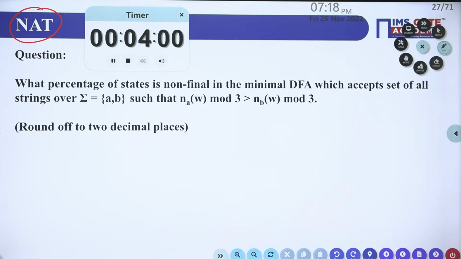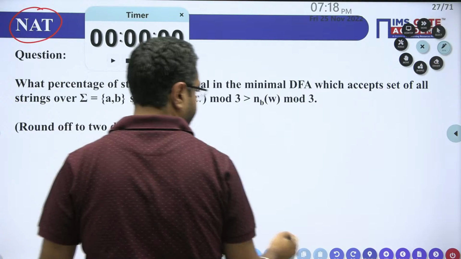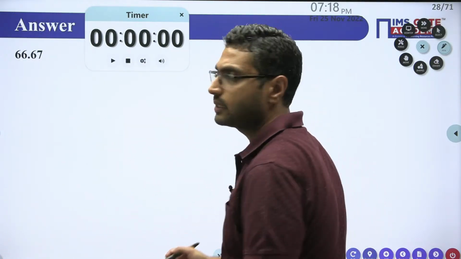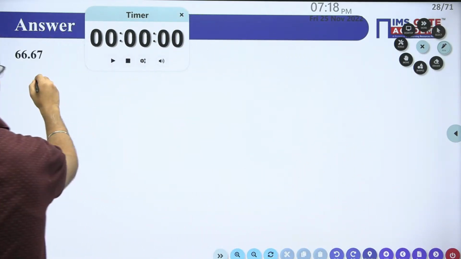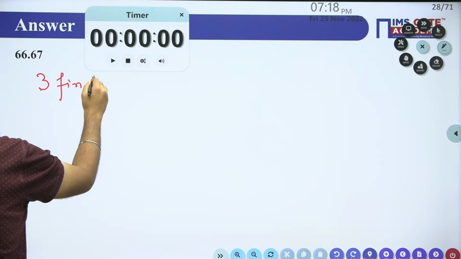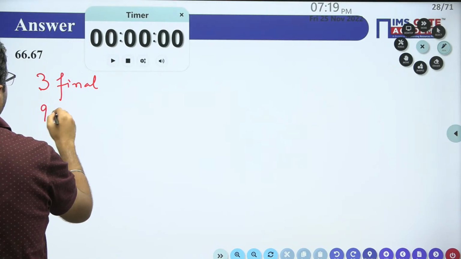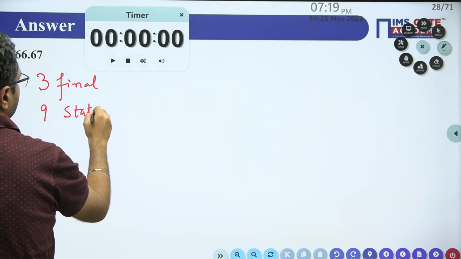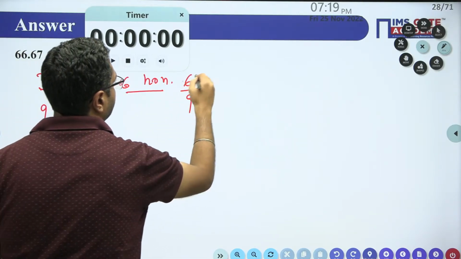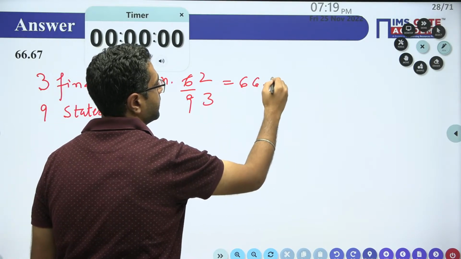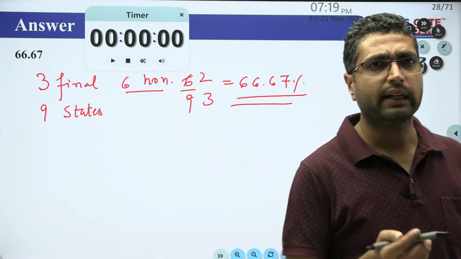So let us discuss how it is the answer. So the answer is 66.67%, and there are three final states and nine total states, six non-final states. So the answer is 6 by 9, which is 2 by 3, which is 66.67. Right? So I hope all of you got it correctly.